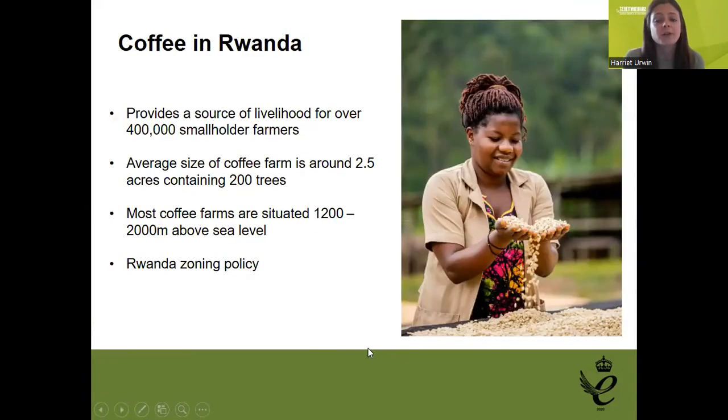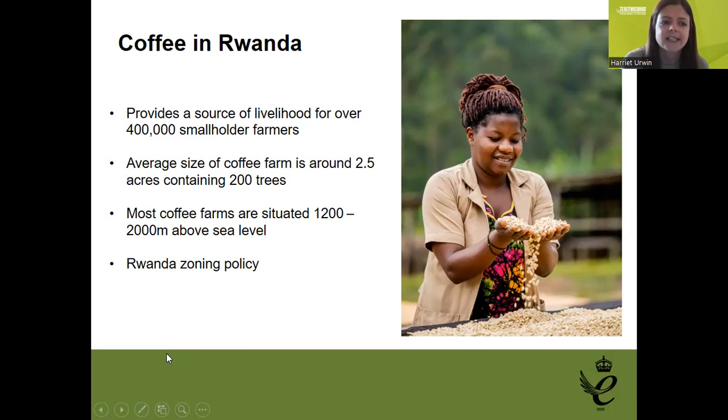Thank you. So coffee plays a key role in the economy of Rwanda. It's currently grown in most parts of the country and is a source of livelihood for over 400,000 smallholder farmers. So the average size of a coffee farm is around 2.5 acres, and each farm contains on average 200 trees. Most coffee farms are situated at high altitude. I'm sure you will have heard the phrase, Rwanda is the land of 1,000 hills. It truly is. And all of the coffee farms are built onto terraces. But this high altitude is perfect for producing high quality coffee.